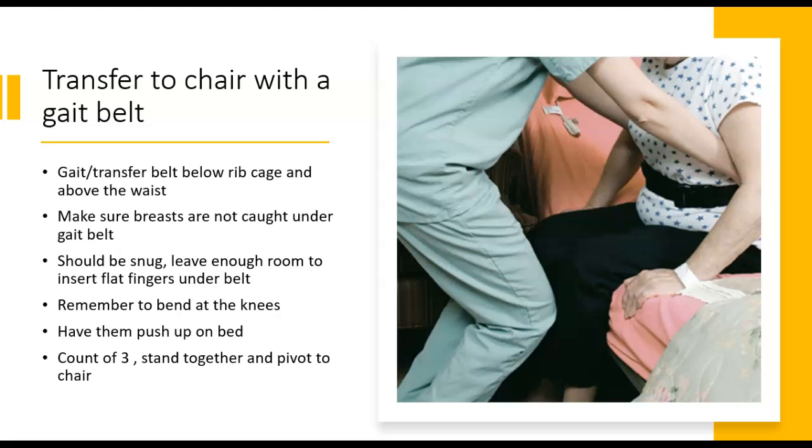Remember to bend at the knees. Have them push up on the bed. You can see her hands are down, and on the count of 3, she's going to push up, and you're going to stand at the same time. Once you're standing, you want them to stand straight up before they pivot. They need to not be half up, half down. They need to be standing straight up.